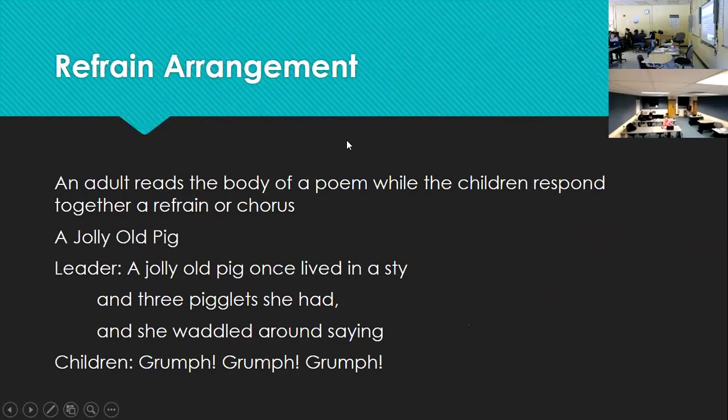Refrain arrangement. An adult reads the body of a poem while the children respond together, a refrain or chorus. And so I'm sure we all grew up with Old MacDonald had a farm, E-I-E-I-O. And so it just helps with children who still can't read at a young age, and they're like, oh, I know what I have to say now. It's E-I-E-I-O. And so they can sit there and learn, and it's a pattern that continues to go on.